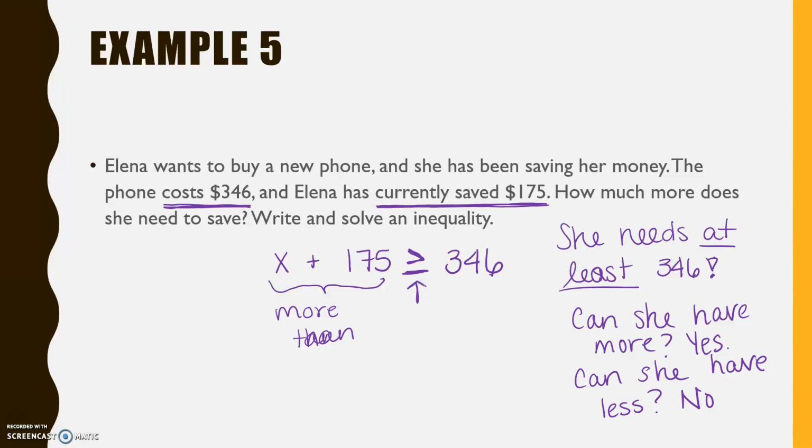So when you're doing word problems, stop and ask yourselves these questions. Can they have more? Can they have less? Reword it so that you can fill it in. So here's our inequality. Now it says solve it. So I'm gonna rewrite it over here.